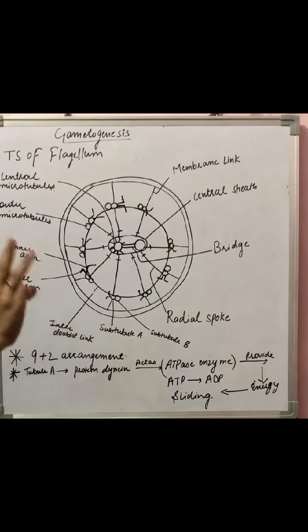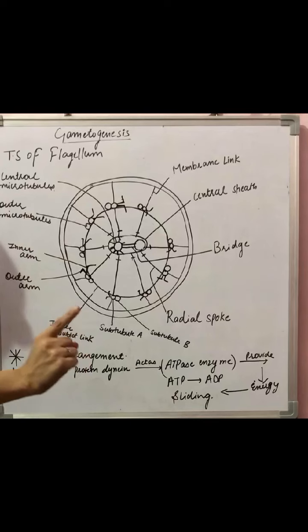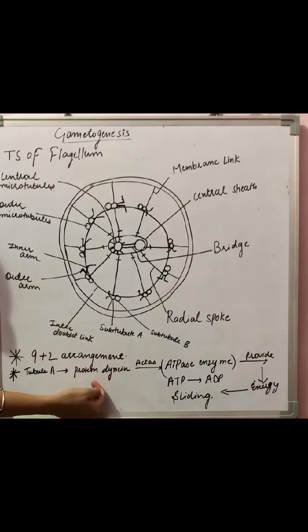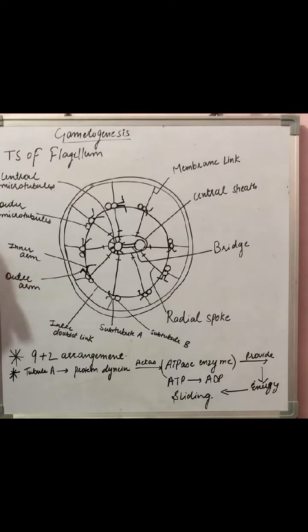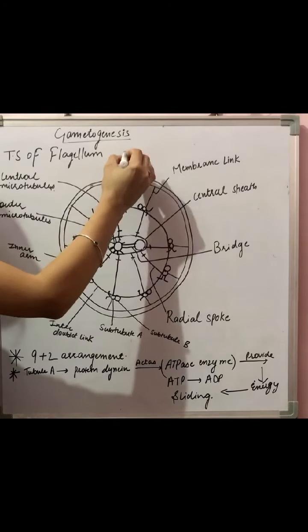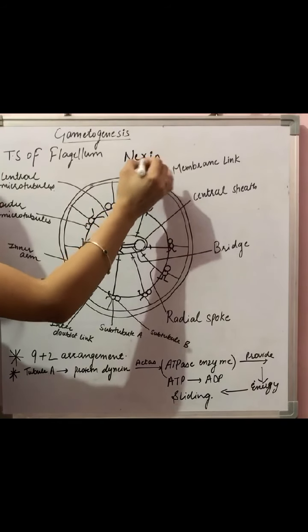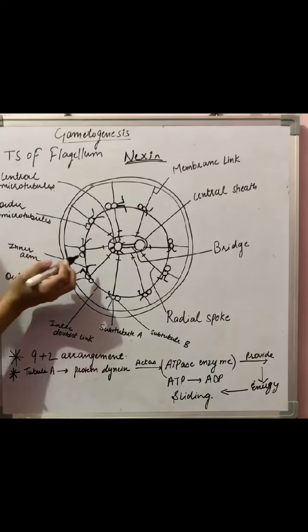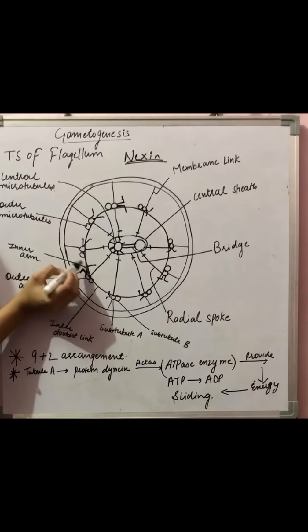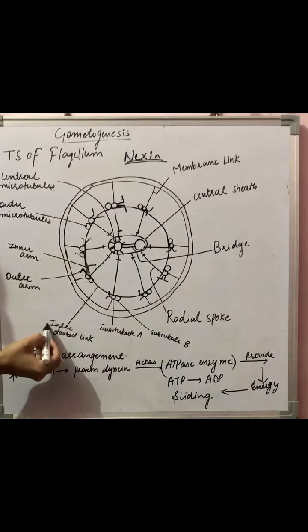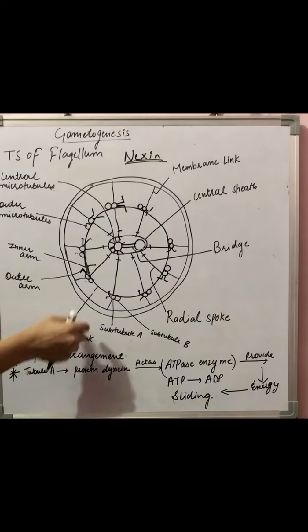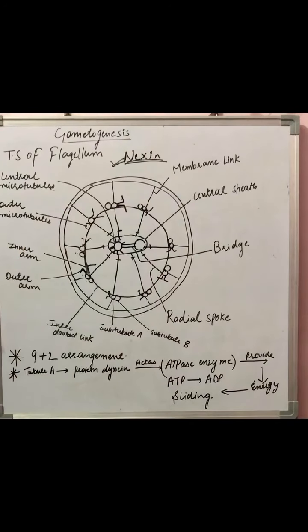So in this structure, we will discuss three proteins. One we have discussed, that is the dynein protein, which is present in these arms of the subtubule A. Second is nexin protein, N-E-X-I-N. This protein is present in the interlink between these two doublets. These two doublets are interconnected by the inter-doublet link, and this link is made up of the nexin protein. And the third protein which we are going to discuss is tubulin.